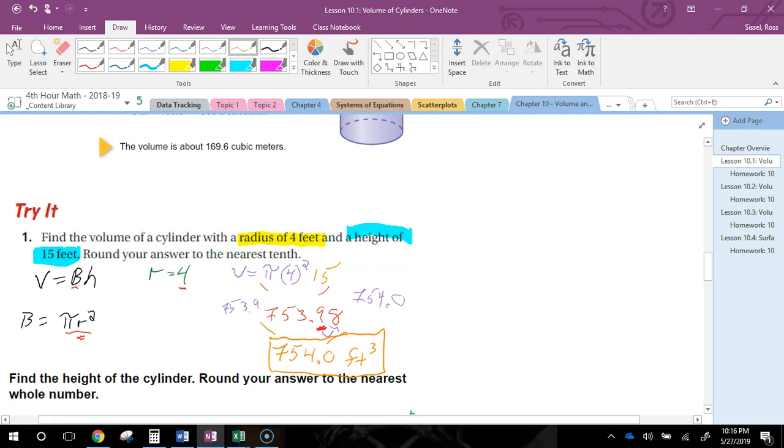Now, I am being a stickler. You should say the answer as 754.0, not just 754. I know they're both equal to the exact same thing, but the reason is, right here they say round to the nearest tenth. So my answer needs to be written in the 10th place. So we're going to put that place value of the 10th right there.